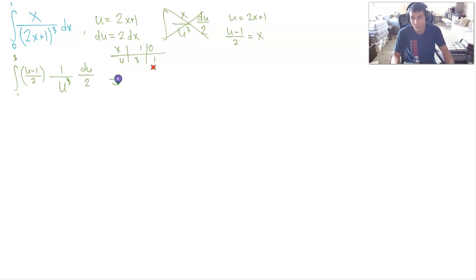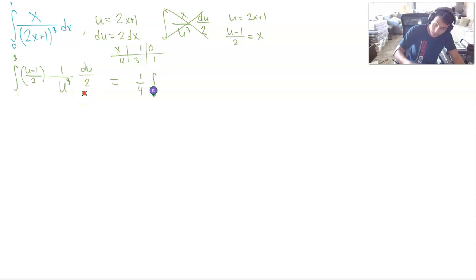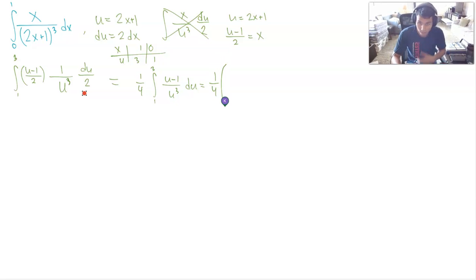But let's obviously simplify this integral a lot because it doesn't look nice right now. We have a 1/4, we'll factor that out on the outside. And 3 to 1, and then we have u minus 1 divided by u cubed. Right, this is our new integral. What we can do is break it up into two integrals. So 3 to 1, u divided by u cubed is going to be 1 over u squared du. Then minus 1 over u cubed, 3 to 1 du. Okay, so this is a lot easier to do.